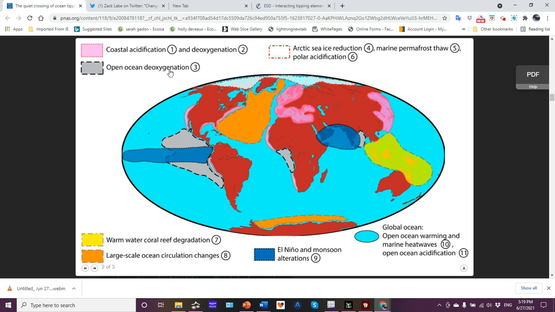Open ocean deoxygenation, that's the gray region. That's the Eastern Pacific that we just discussed. And then we see some of that off the coast, west coast of Africa. Okay. The yellow is warm water coral reef degradation, primarily affecting Indonesia regime, and of course the Great Barrier Reef of Australia.